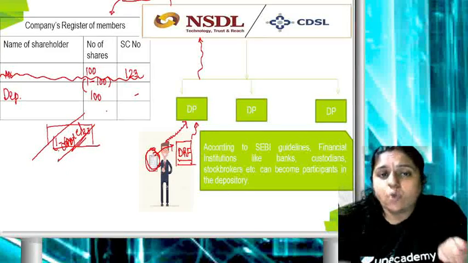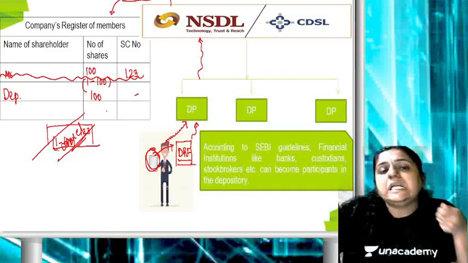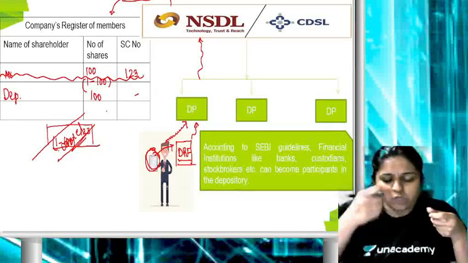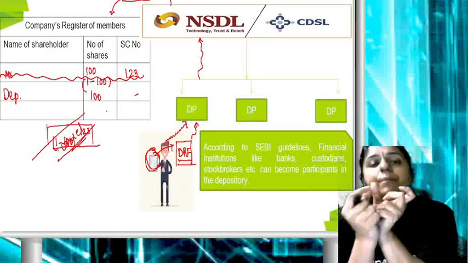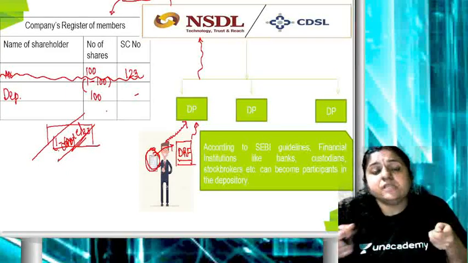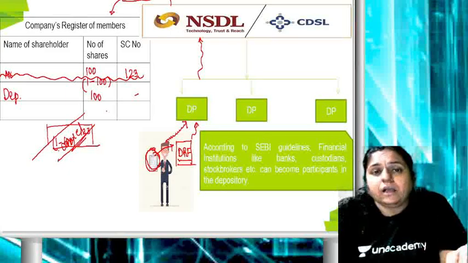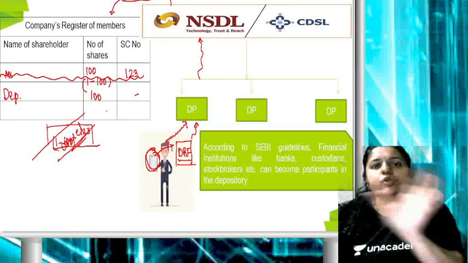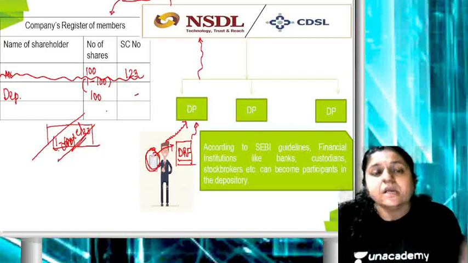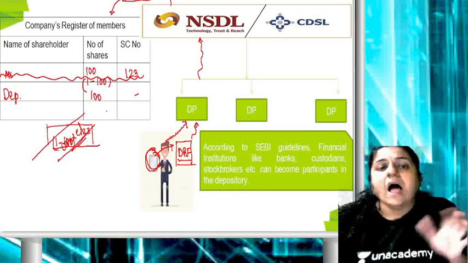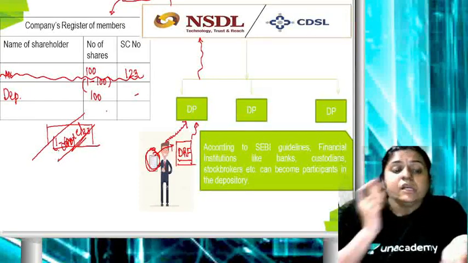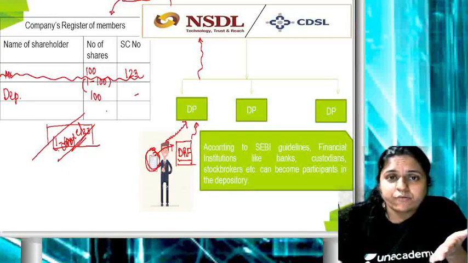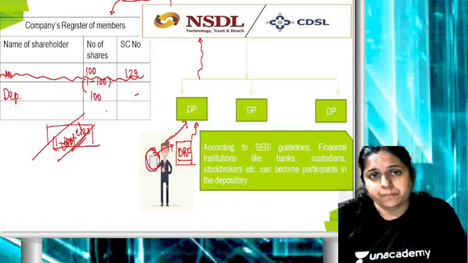It's like a currency note, right? Whenever you have a physical currency note, there is a distinctive number on it, like 123456. But once you deposit it with the bank, in the passbook they will write that you have deposited 100 rupees, you have deposited 500 rupees. They will never write the distinctive number. I hope you are clear. So here, when the shares are converted into electronic form, there will be no distinctive number.